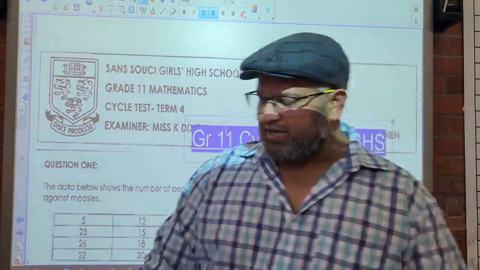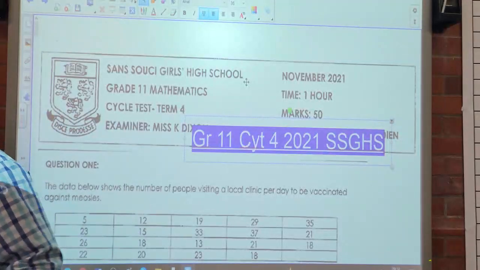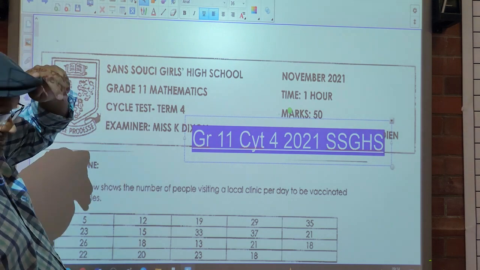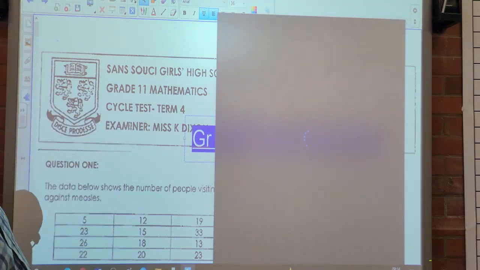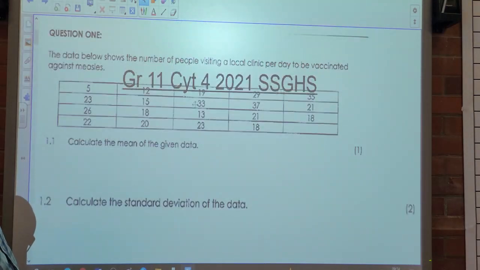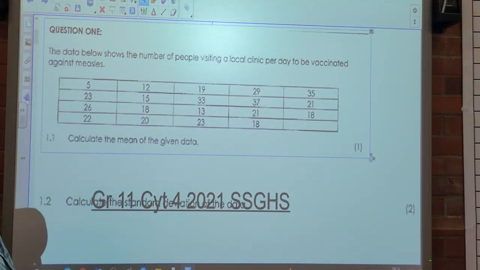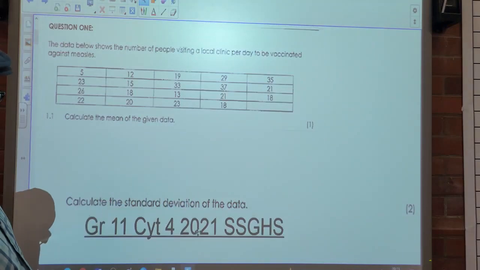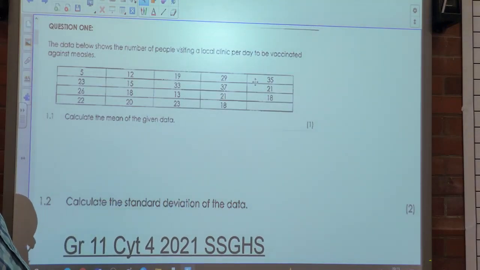Okay, so at this point you guys had time to go through the paper and answer these questions. The paper and memo can be found in the description box below. The paper is 1 hour, 50 marks. We are told that the data below shows the number of people visiting a local clinic per day to be vaccinated against measles. The data was given.